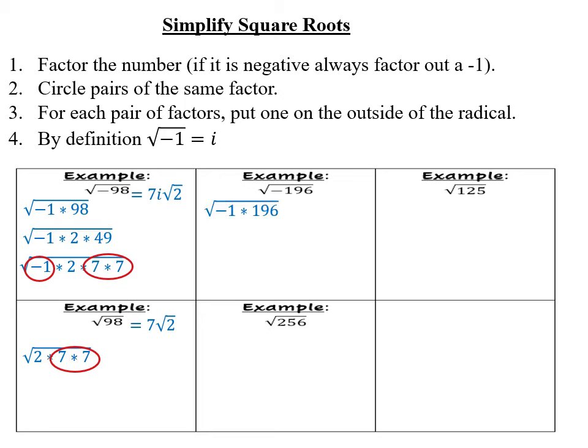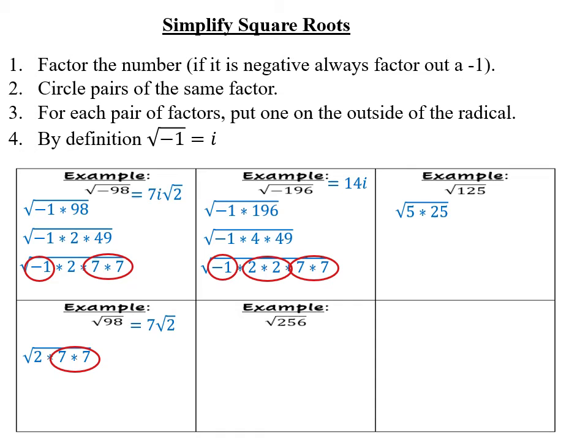Square root of -196, well, first -1 times 196. And let's see, 4 goes into that. So that would be -1 times 4 times 49. 4 is 2 times 2, and we already know 49 is 7 times 7. So we can circle the 2 2s, the 2 7s, and circle the -1. So I get to put a 7 and a 2 on the outside. That's 14, and an i for the -1. So the square root of -196 is 14i.